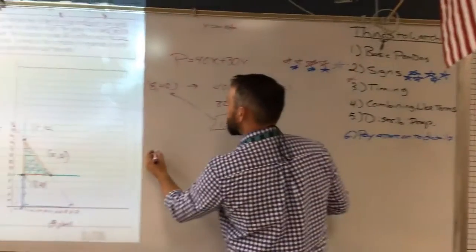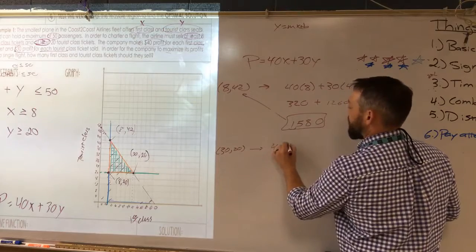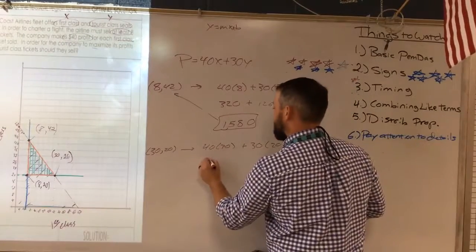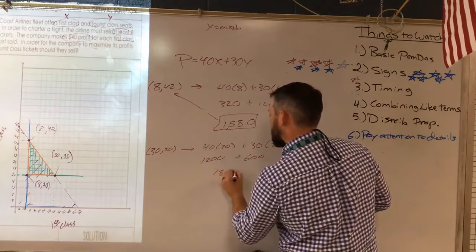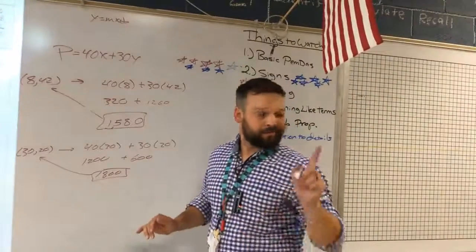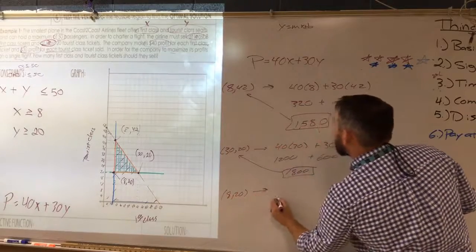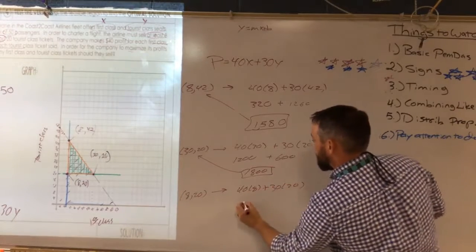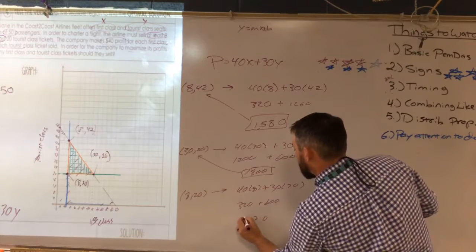Let's try 30, 20. So that'd be 1200. That'd be 600. So that would be 1800. That's looking pretty good. So my last one, 8 and 20. 40 times 8 plus 30 times 20. It's 320 plus 600. That's 920.